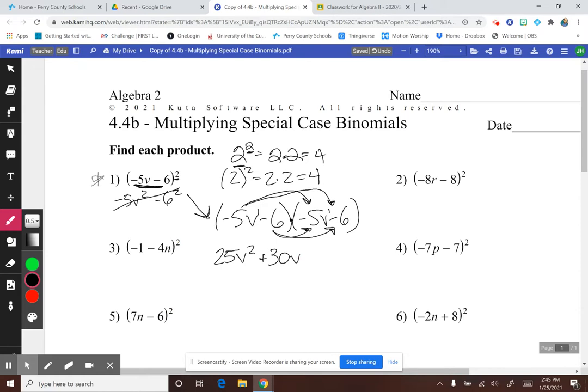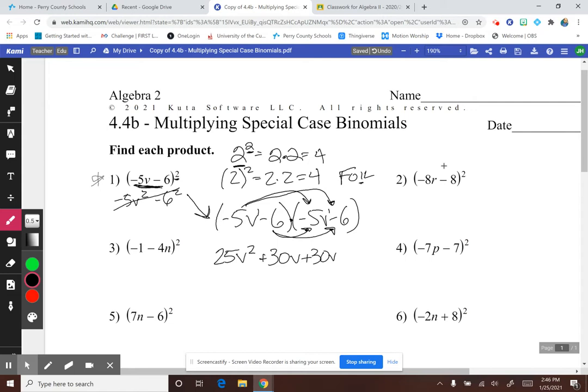Now watch what happens. When I do my inner terms, remember we're doing FOIL here, I've got negative 6 times negative 5v. A negative times a negative is positive again. 6 times 5 is 30, and the v again just comes along for the ride. So you get a repetitive term here, and that's pretty important, because that's going to happen every single time that you're working with this particular type of binomial.